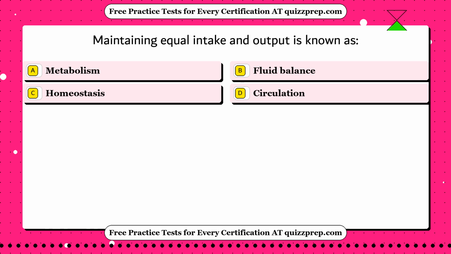Question 46. Maintaining equal intake and output is known as option A, metabolism. Option B, fluid balance. Option C, homeostasis. Option D, circulation.